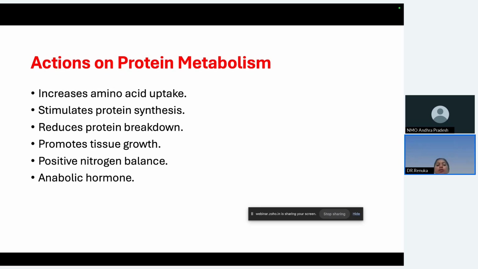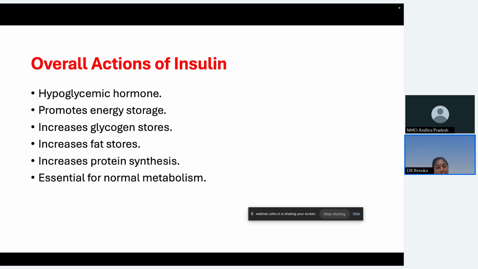What is its action on protein metabolism? It stimulates protein synthesis. It is important for muscle formation. It reduces protein breakdown. It promotes tissue growth. Next, overall actions of insulin, I'll just read out. It is a hypoglycemic hormone, promotes energy storage, increases fat stores, and increases protein synthesis. It is essential for the normal metabolism of the body.